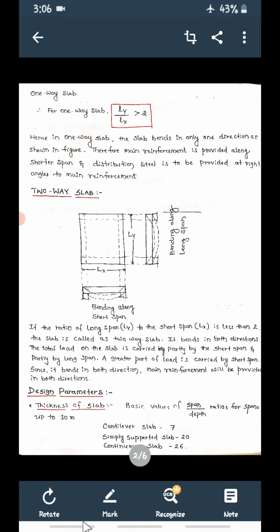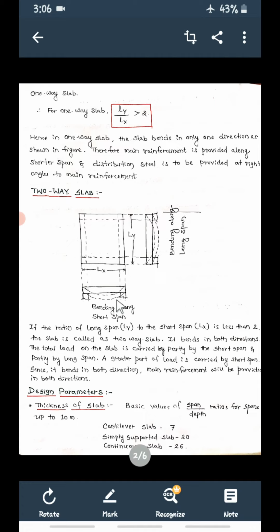So again you have to take the ratio of Ly by Lx. If the ratio of Ly by Lx is less than 2, then the slab will be designed as a two-way slab. Ly by Lx ratio greater than 2, one-way slab. Ly by Lx ratio less than 2, two-way slab. So in a one-way slab, the slab will bend along the shorter span, and the main reinforcement will be provided along the shorter span.